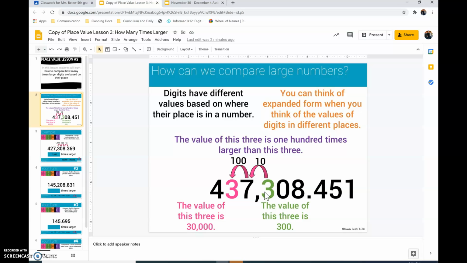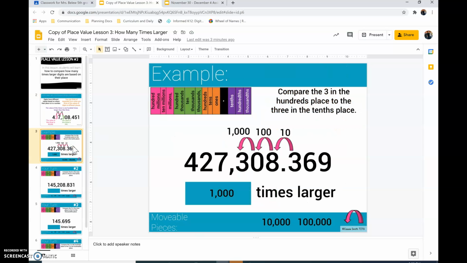And I know that because each digit is 10 times larger than the digit that was before it. So the 3 in the hundreds place is 10 times smaller than the 7 in the thousands, which is 10 times smaller than the 3 in the 10,000 spot. You can also think about the value. The value of this 3 is 30,000 and the value of this 3 is 300. So you could divide that to figure out how many times smaller or larger it is depending on how you look at it. So let me model one right here.